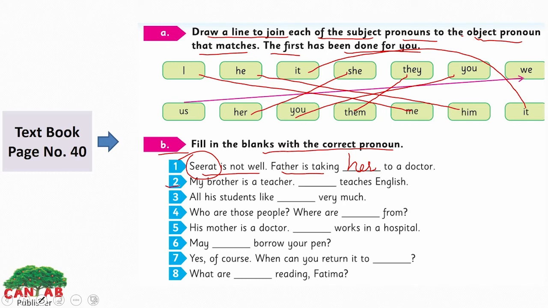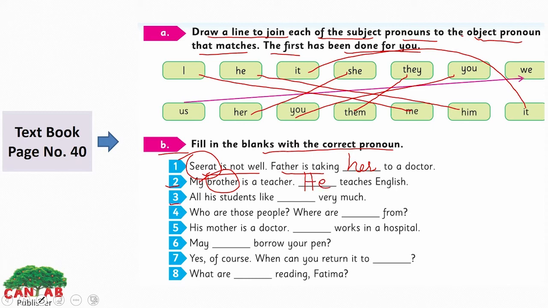The second one: my brother is a teacher. Teaches English. Here the brother is a masculine noun. So we will choose him or he here. So which one is correct? My brother is a teacher. He teaches English. No. Yes, he teaches English.